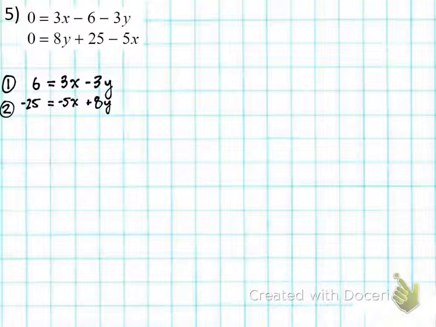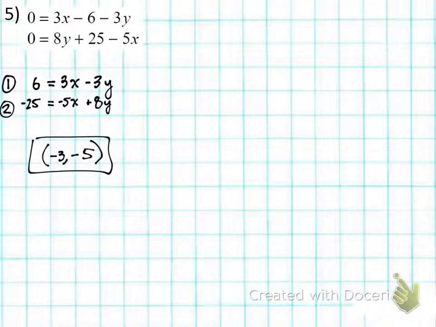Okay, finish up the problem for me, please. Ready? Set, go. Negative 3, negative 5, okay? That's it. Alright, that concludes our lesson.